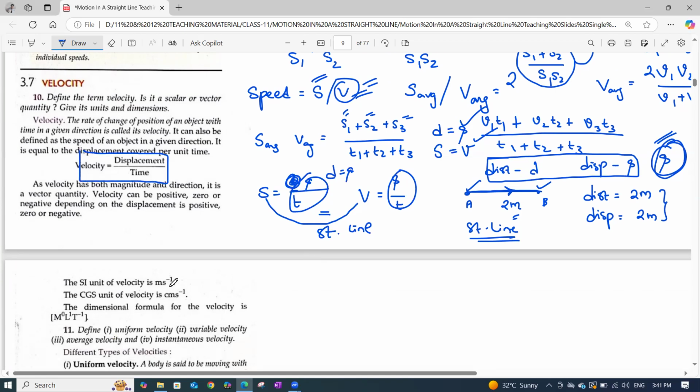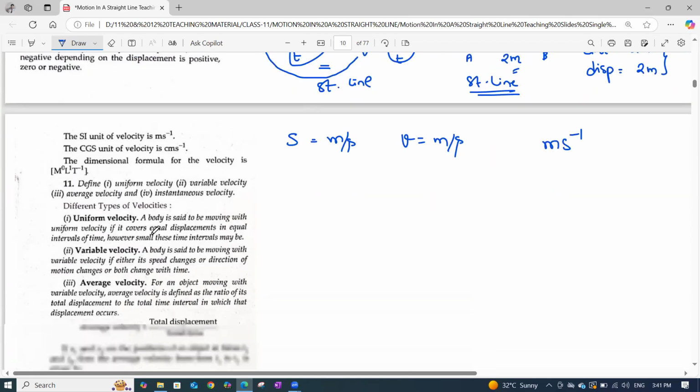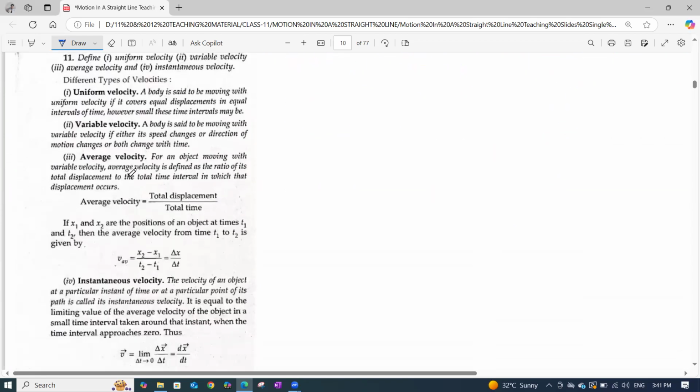And like the units of speed, velocity also has the unit of meter per second. So for speed, the SI unit is meter per second. For velocity also, the SI unit is meter per second. This can be written as m s to the power of minus 1. Then the same for uniform speed, variable speed, average speed, and instantaneous speed.